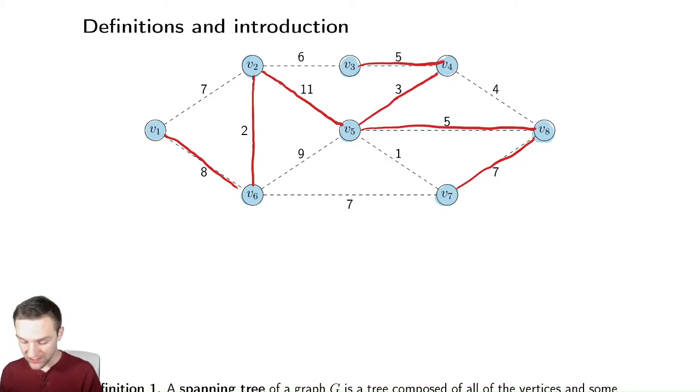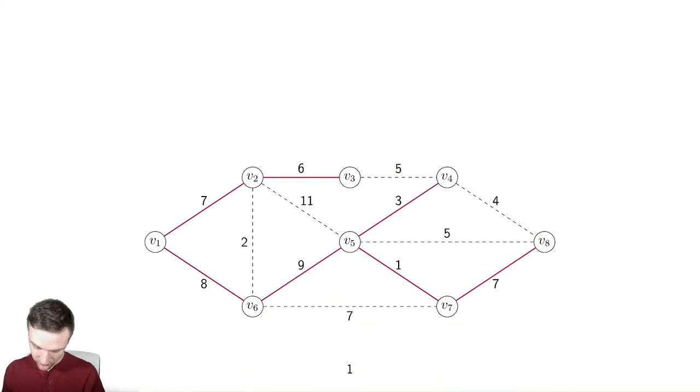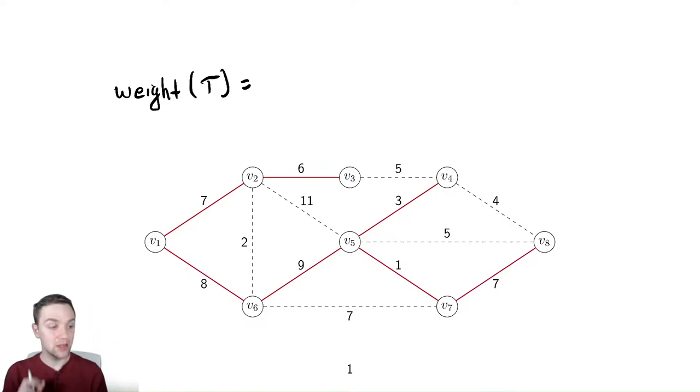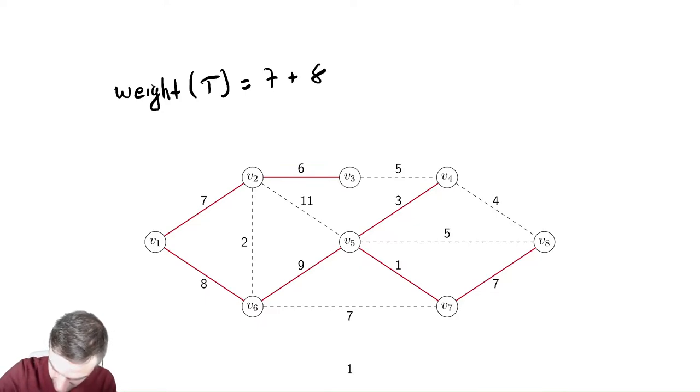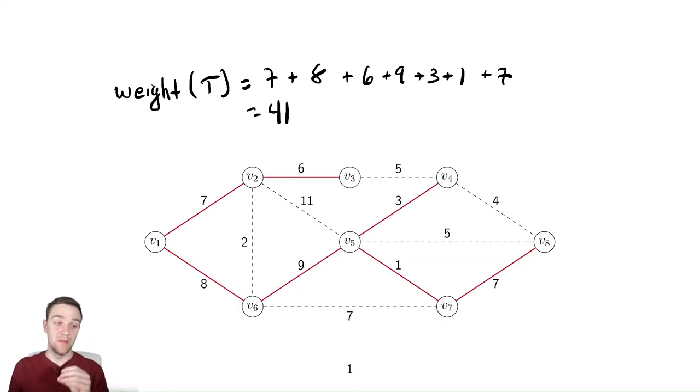We could compute the weight of this. Let's do this on a little cleaner example that I've done down here below. Notice this is a different spanning tree than the one I did up here. The weight of this spanning tree, let's call it T, can be computed. We just need to add up the weight of every single edge in the tree. So this would be 7 plus 8 plus 6 plus 9 plus 3 plus 1 plus 7. So this is 15 plus 15, that's 30, plus 11, that's 41. So this is our spanning tree's weight.